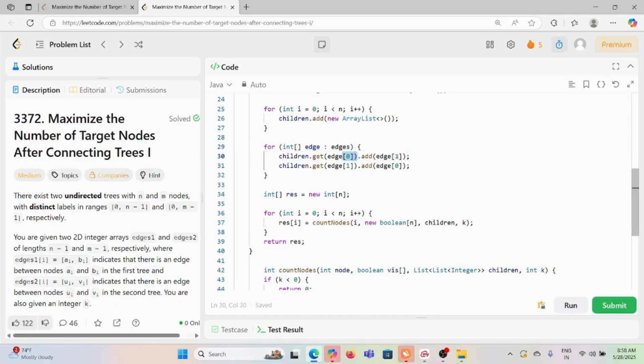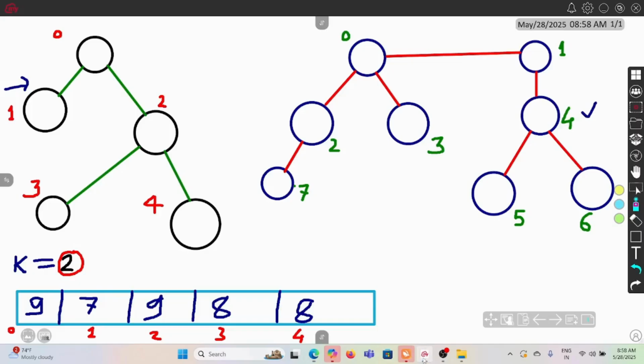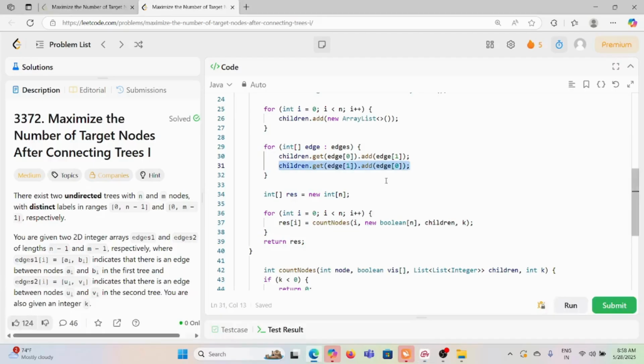So from 0 to 1 means the first node is connected to the second node. But because this is an undirected graph, 1 is also connected to 0. So for example, let's say here 0 is connected to 1 and 1 is also connected to 0. That is why we are calling it 2 times: 0 is connected to the second node and the second node is also connected to the first node, right? So then we have built our adjacency list.